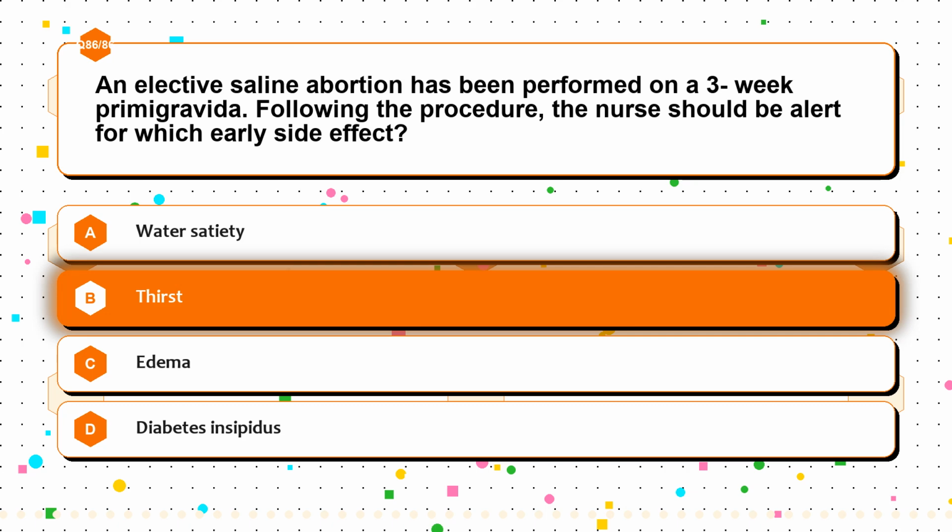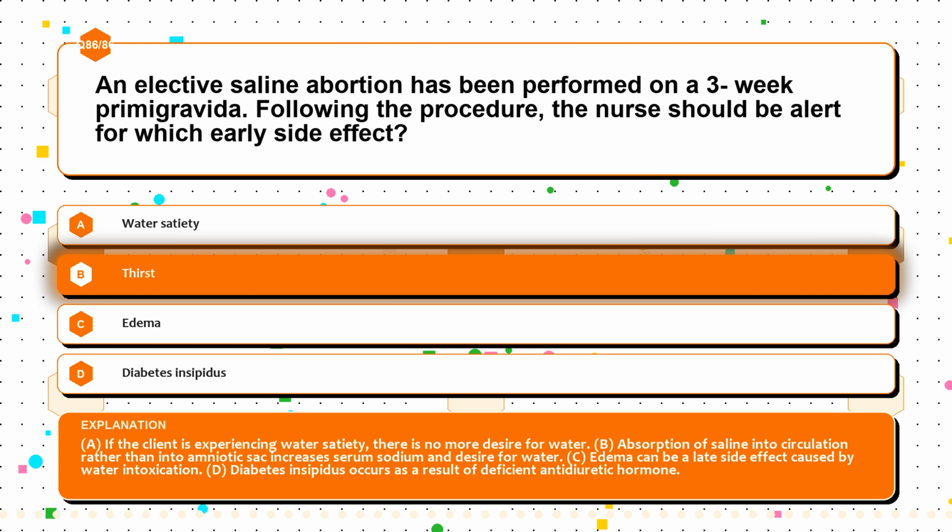The correct answer is option B, thirst. A. If the client is experiencing water satiety, there is no more desire for water. B. Absorption of saline into circulation rather than into the amniotic sac increases serum sodium and desire for water. C. Edema can be a late side effect caused by water intoxication. D. Diabetes insipidus occurs as a result of deficient antidiuretic hormone.